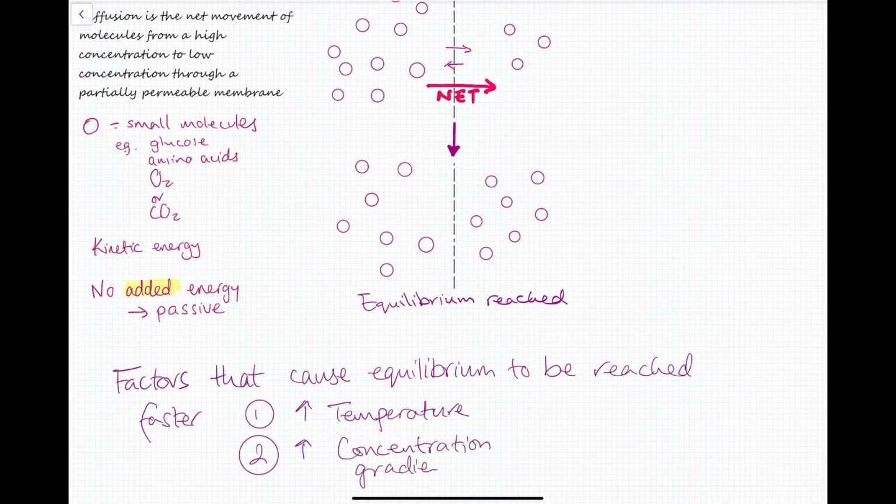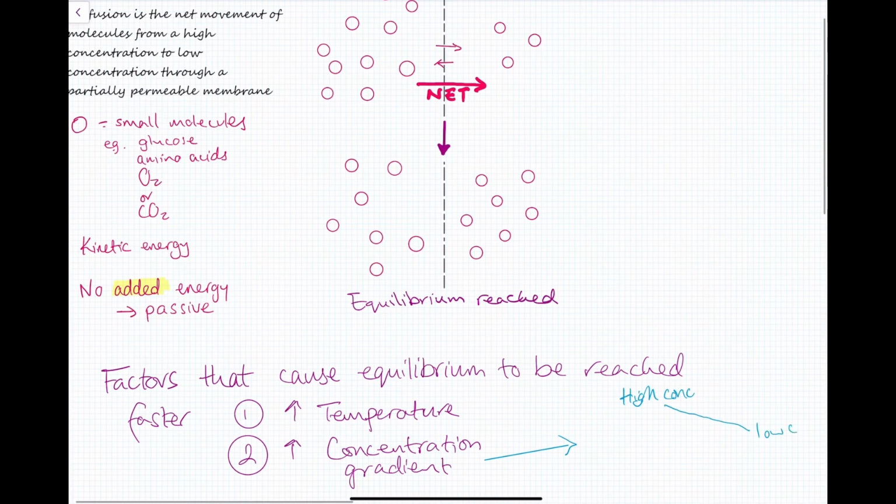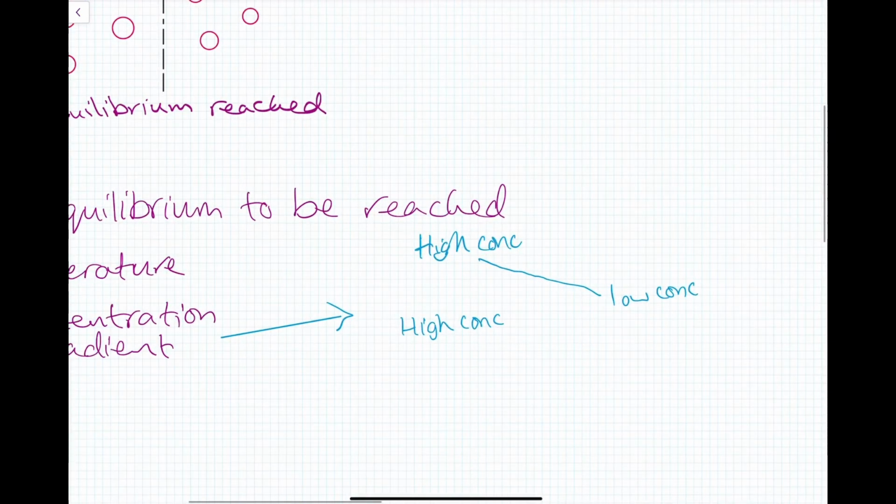The second factor is by increasing the concentration difference. If one side is much lower or one side is much higher, then the gradient between the two, or the difference, will be much more dramatic, and the substance will diffuse through the membrane much quicker. You can imagine this like there being a hill. If the hill is steeper, then going down the hill will be much quicker.